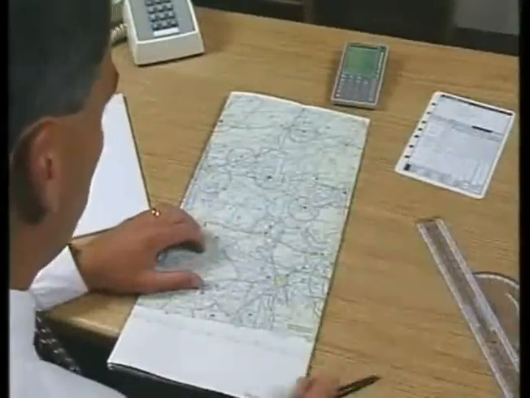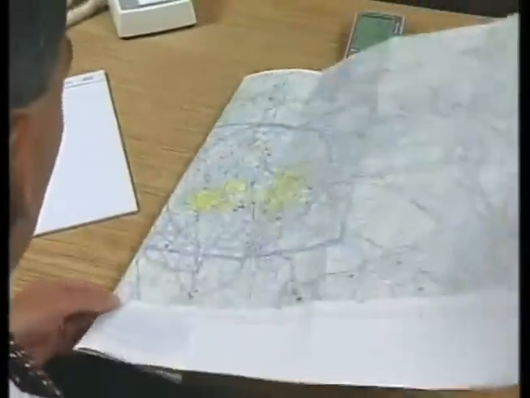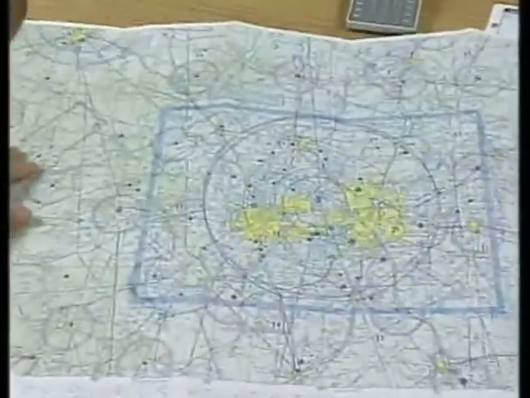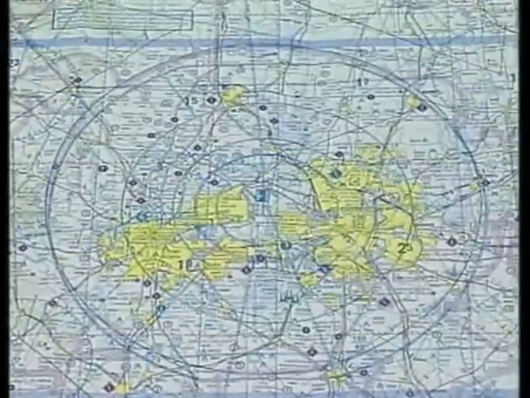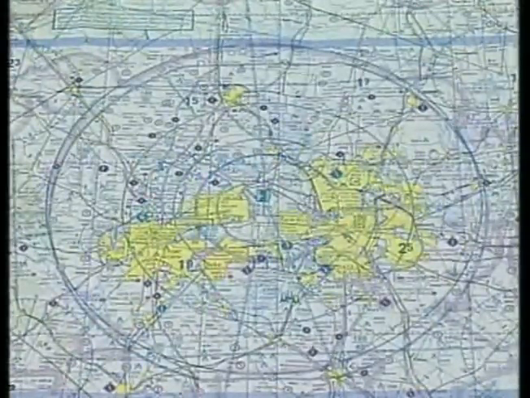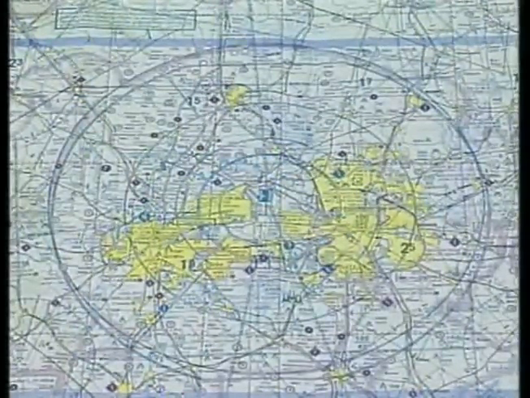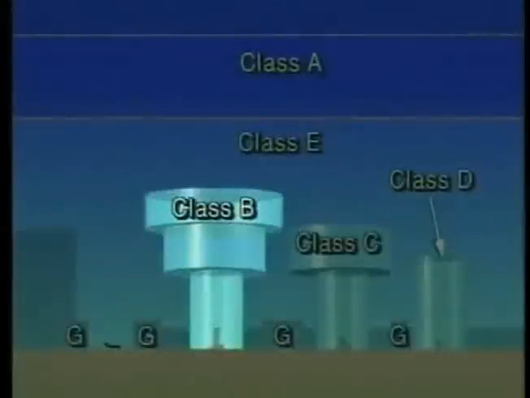VFR sectional charts can be used to identify the various classes of airspace you will be flying in. The specific dimensions of most of the airspace classes are depicted on these charts. Class B airspace surrounds our nation's busiest airports. In Class B airspace, radar services are provided by ATC to separate all arriving and departing traffic.